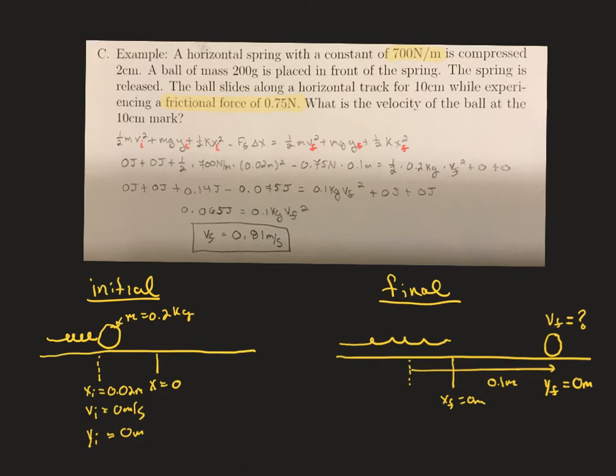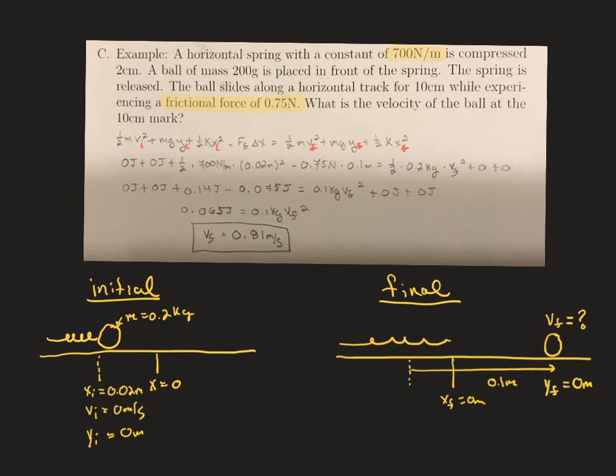This is a frictional force opposing the motion of the object, so that means it's going to be negative. And remember, work is force times displacement, so we have to take the force due to the friction times the distance that force is experienced, which in this case is 10 centimeters or 0.1 meters. And that allows us to establish how much energy we have initially in the system minus how much we lost to friction. So that is where we get the 0.065 joules.